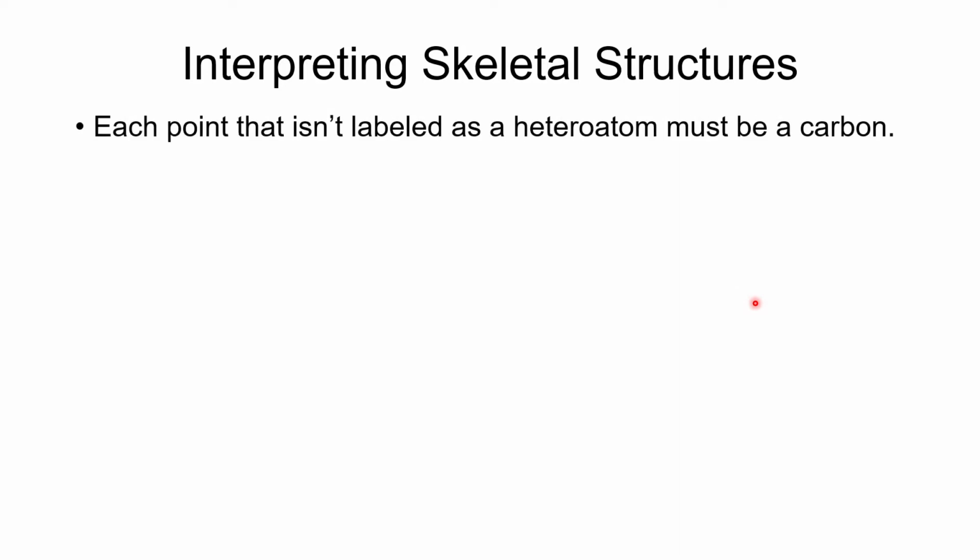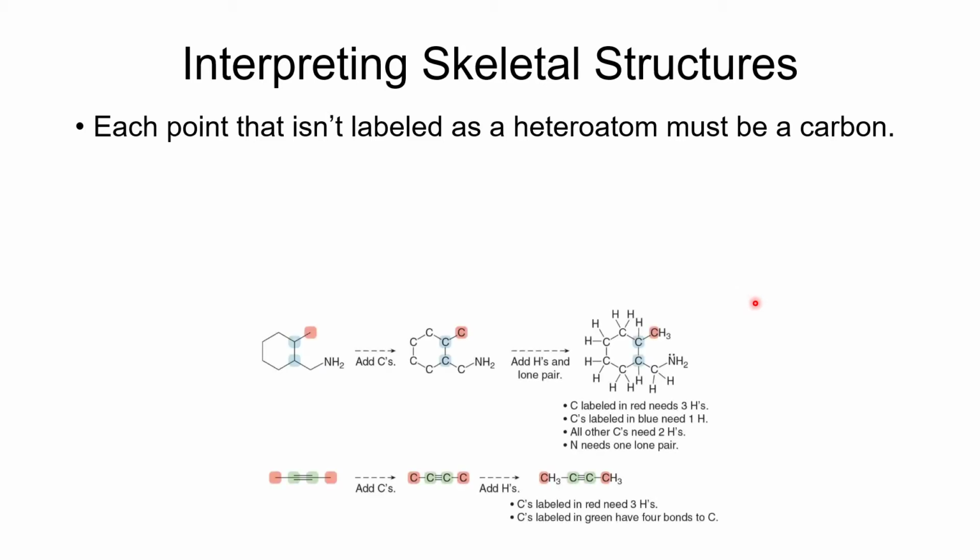All right. So when it comes to interpreting them, very similar, and we're going to practice both interpreting and drawing skeletal structures here in just a moment. But when it comes to interpreting the skeletal structures, each point that isn't labeled must be a carbon. So if it's not labeled as a heteroatom, it must be a carbon. So for example, here we've got this hexagon with a line on it, and then we've got this line and then NH2. Well, all of those points at the end of the lines and at the intersection of any 2 lines must be a carbon.